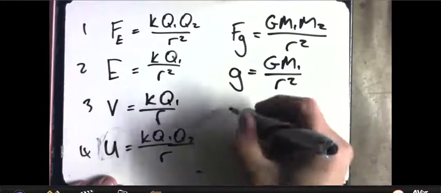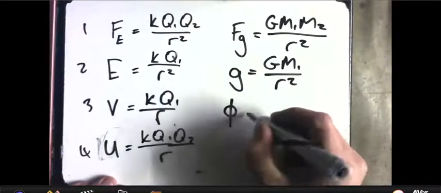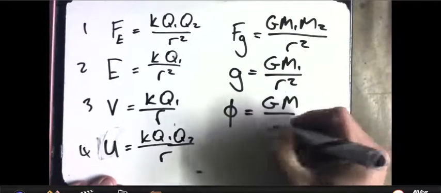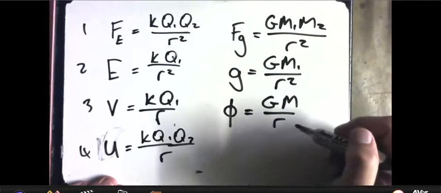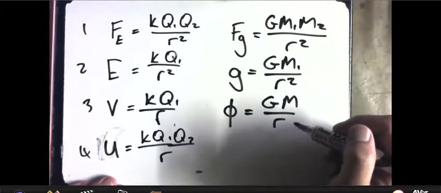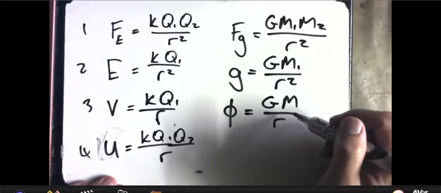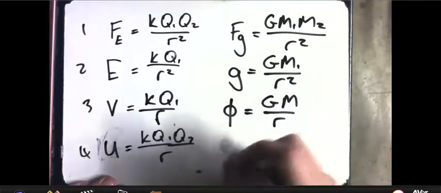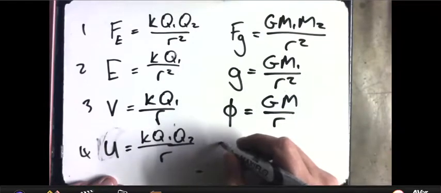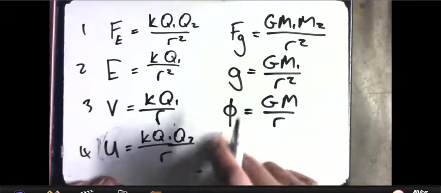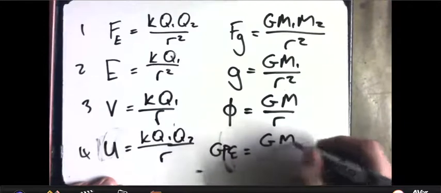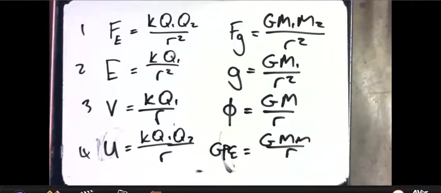Then we get the gravitational potential, which basically tells us the amount of gravitational potential energy, or the amount of energy per kilogram. And then we get the potential energy, let's just call it gravitational potential energy, which is basically when I add my mass. So these equations are very similar.